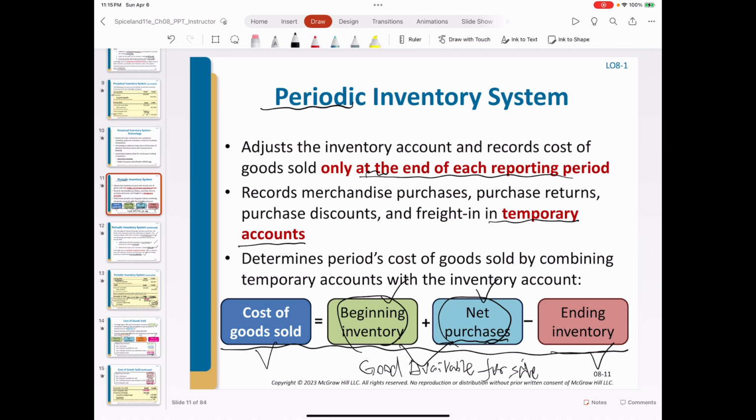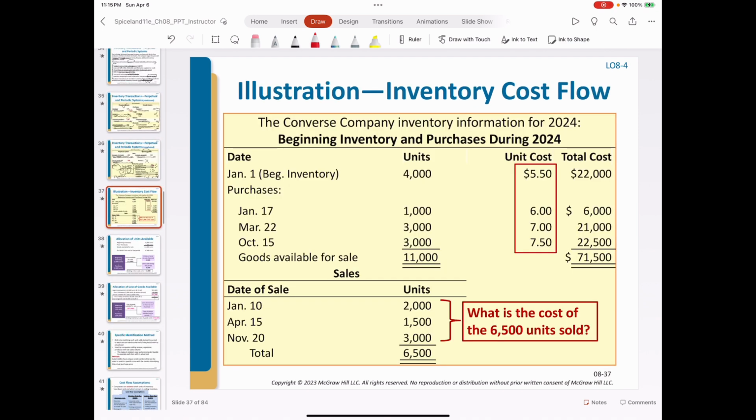Then the next topic is how we determine the amount of cost of goods sold and the ending balance of inventory. This is the topic of inventory cost flow. Before we start, let me briefly introduce this example regarding a Converse company.